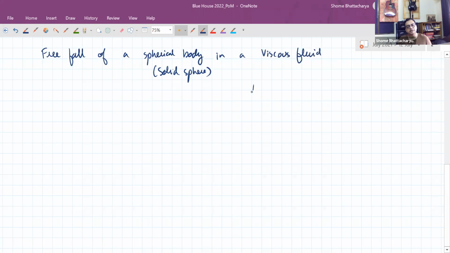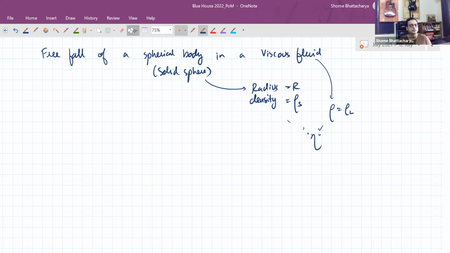So in this we will take the radius of the sphere as r. We'll take the density of the material of the sphere as rho s, let's say, because it's the solid. And for the fluid we'll consider the density as rho l, and we will consider the coefficient of viscosity for this pair of materials as eta. Of course, we have acceleration due to gravity.